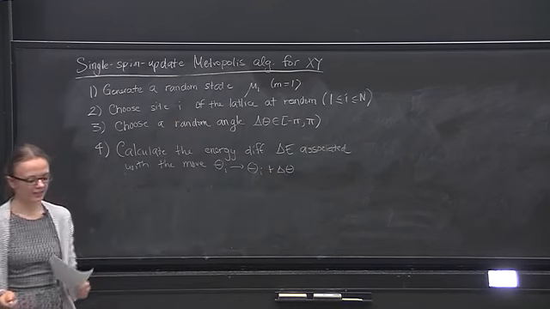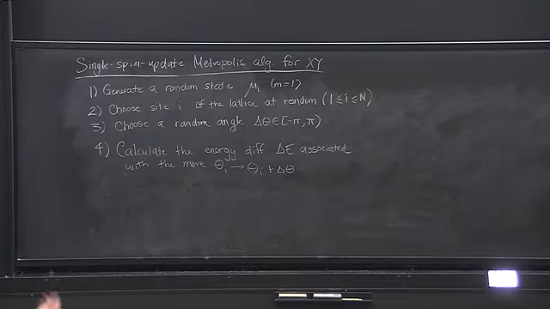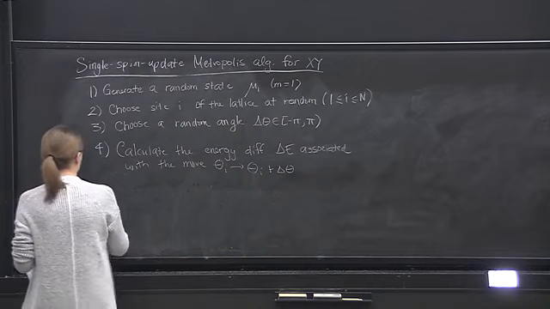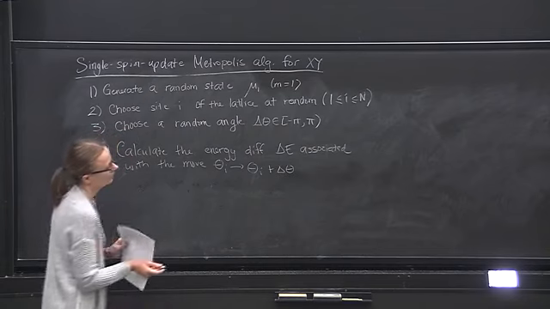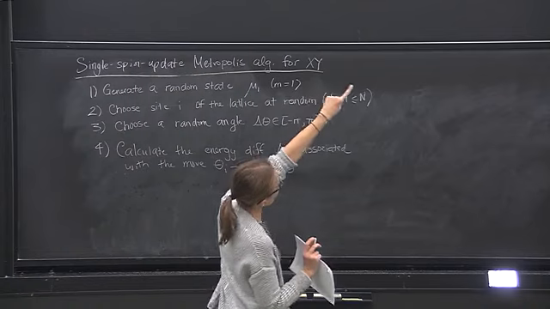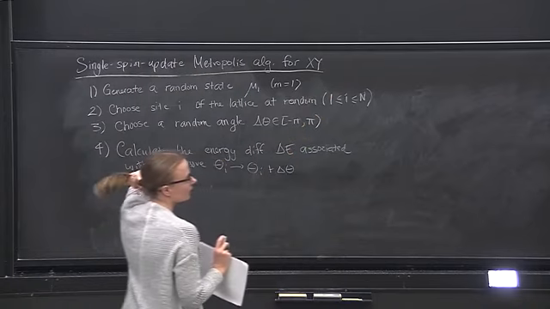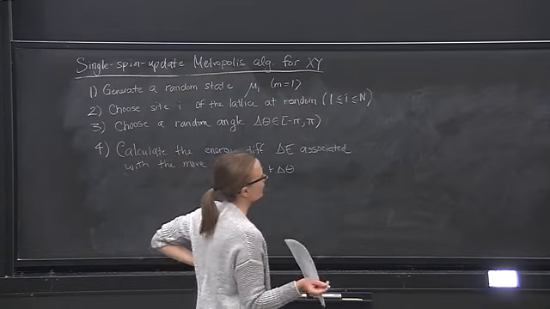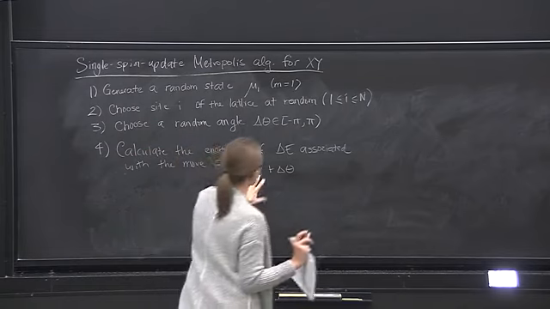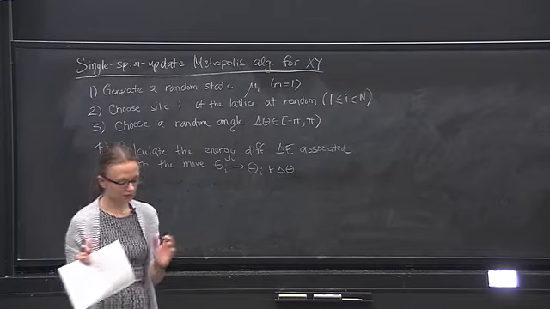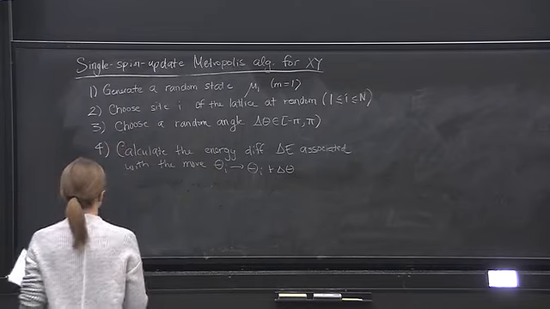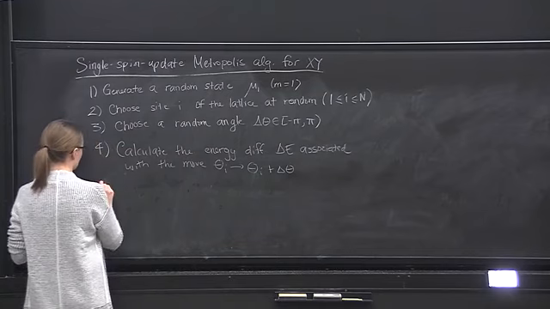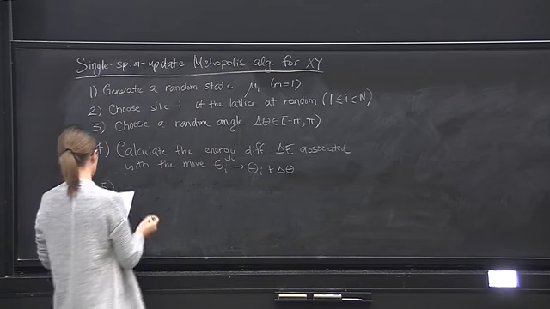Okay, then I'm going to calculate how much my energy would change if I were to accept that move. And then ultimately what I want to do is follow this condition to choose whether I accept that move. So if the energy change is negative, I'm just going to definitely accept that move. But if it's positive, I need to accept it with some probability. So the way we do that numerically is we use random numbers yet again.